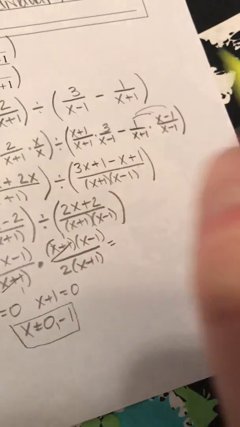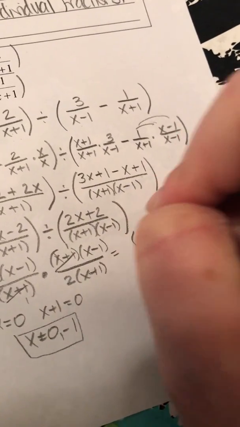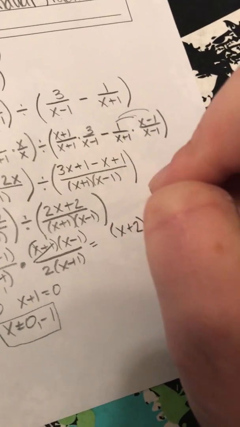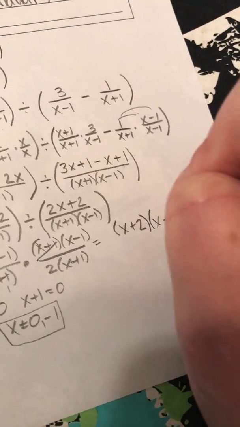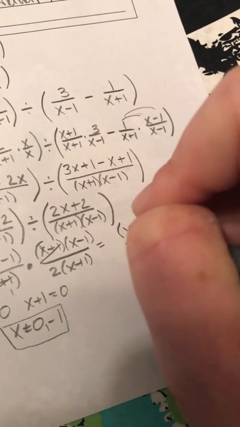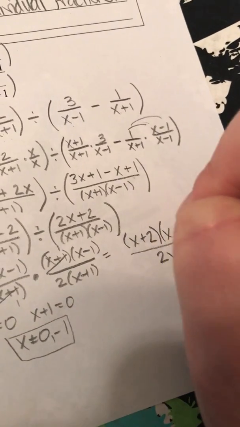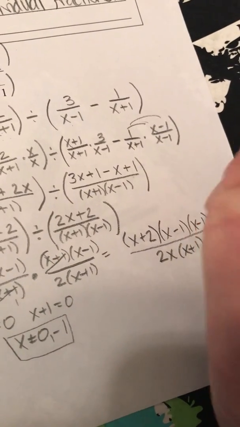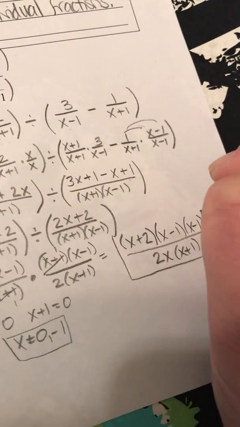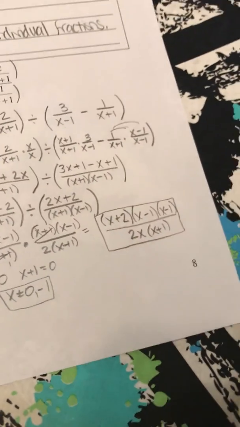Golly, I think that's it. So then in the numerator, you have x plus 2 times x minus 1 times x minus 1. You can put x minus 1 squared if you would like, all over 2x times x plus 1. And ladies and gentlemen, that is your final answer. Good work! Yay! Okay, good luck on the homework.